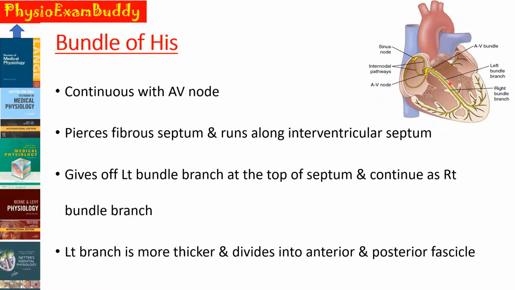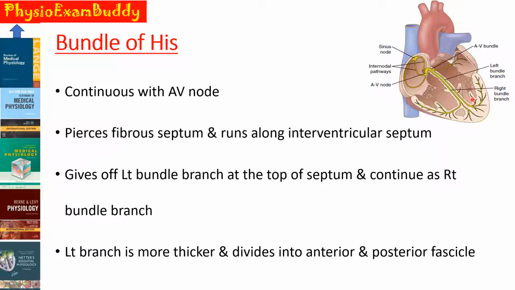Next, about the bundle of His. It is continuous with our AV node, and the bundle of His pierces the fibrous septum and runs along the interventricular septum. It gives off a left bundle branch at the top of the interventricular septum itself, and it continues as the right bundle branch. Left bundle branch is thicker than the right, and it is again divided into anterior as well as posterior fascicle.